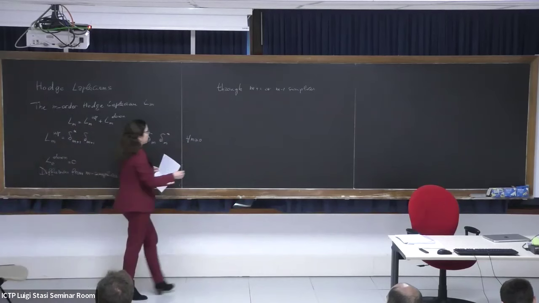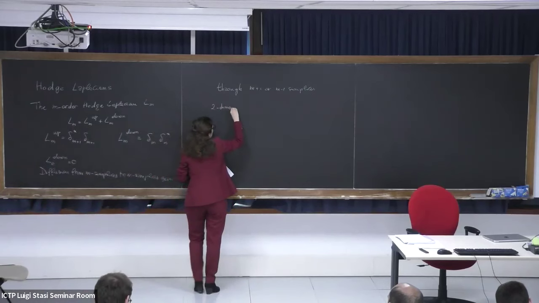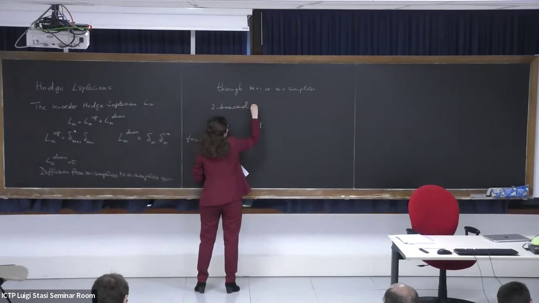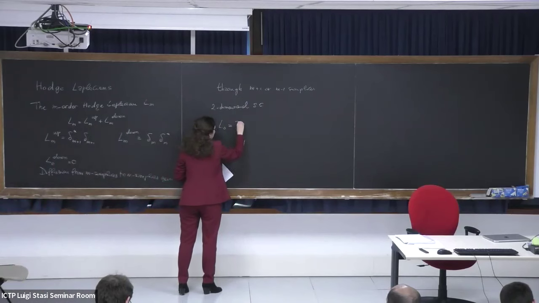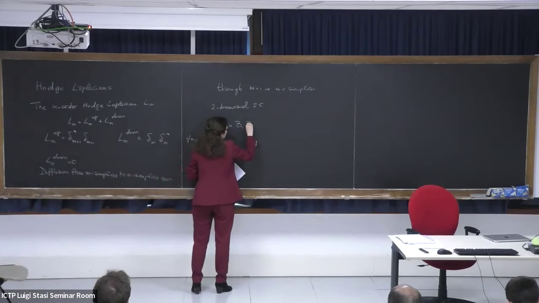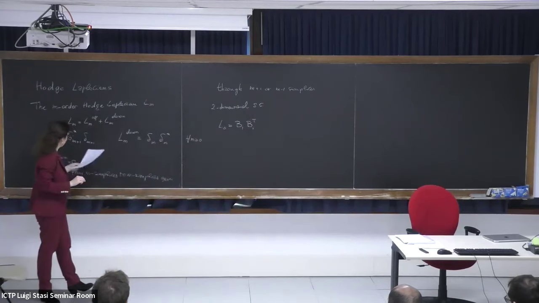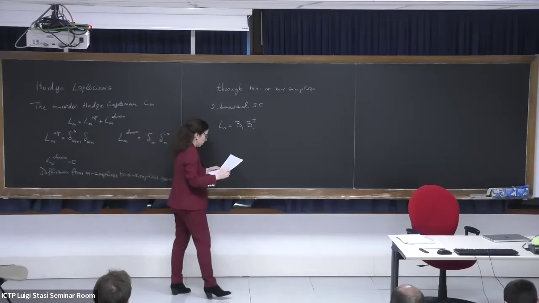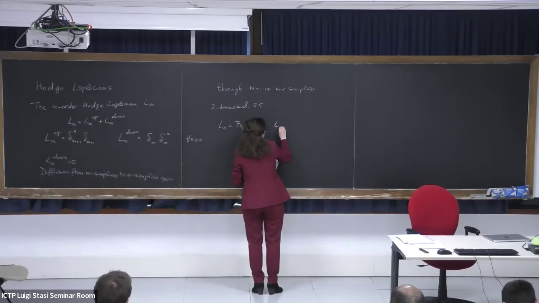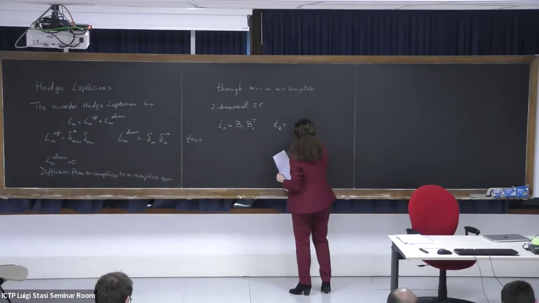So, you know, like in a two-dimensional simplicial complex, you will have the graph Laplacian, which is only L0 up. So this will be this thing here. So you do the gradient and then the divergence. Then you will have L1, which is L1 up plus L1 down.